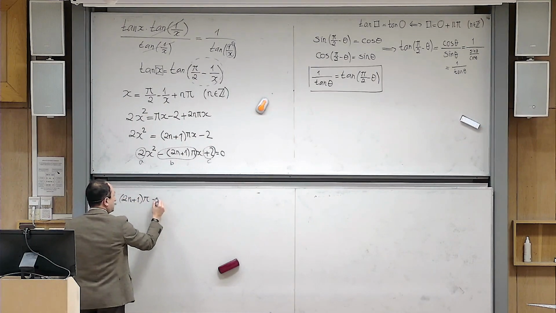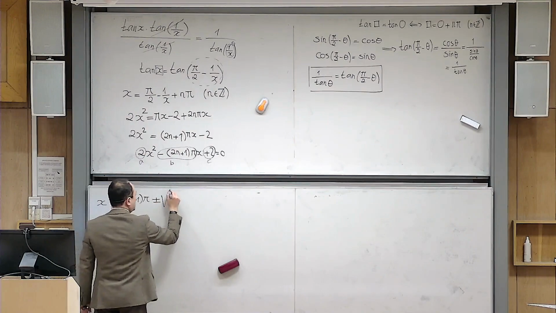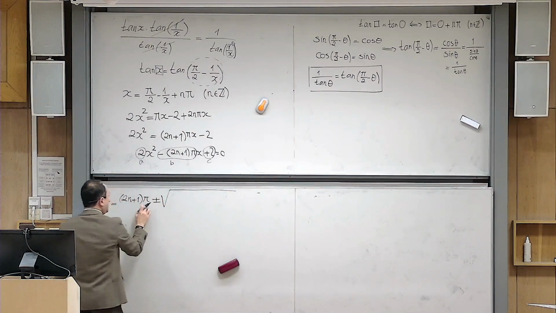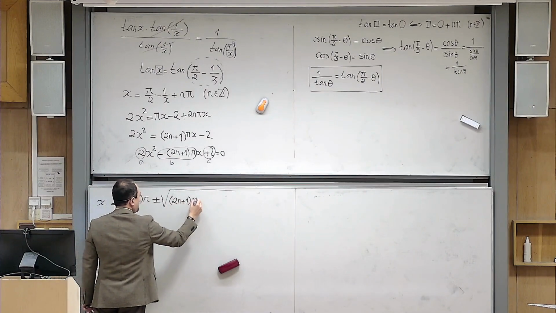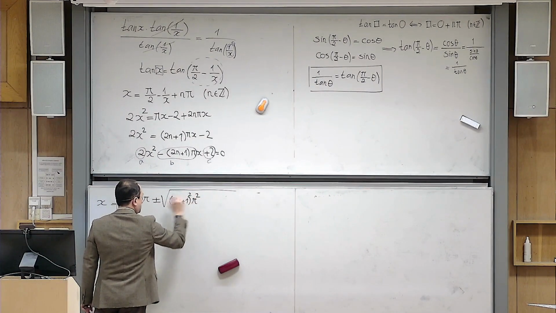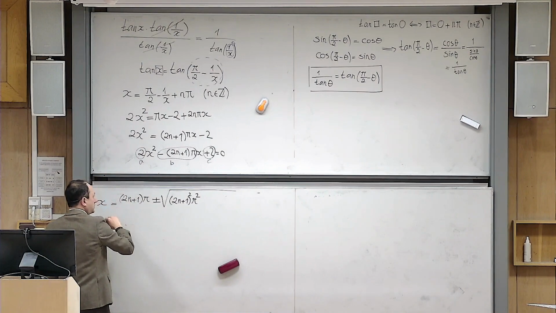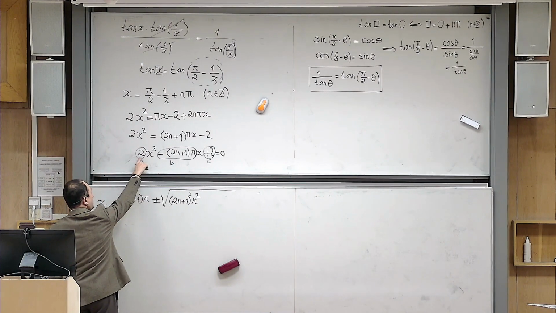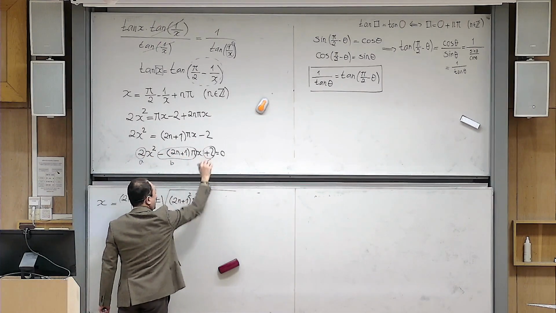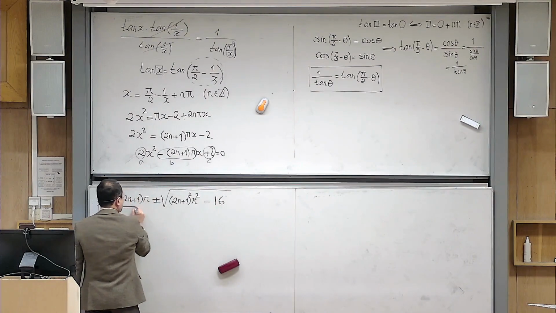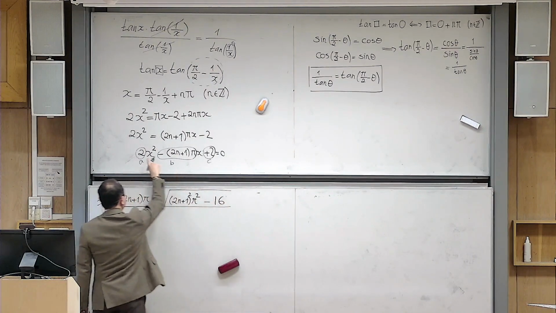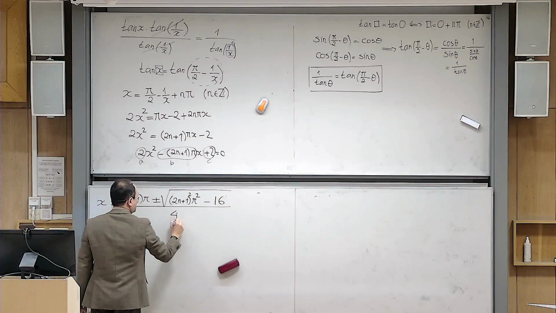x is equal to minus b, which becomes positive, that expression. And then plus or minus square root of b to power 2, which is 2n plus 1 pi squared. So this one also is squared. I want to raise this to power 2. Minus 4 times a, which is 8, times c, which is minus 16. And then I have to divide this expression by 2 times a, which is 4.